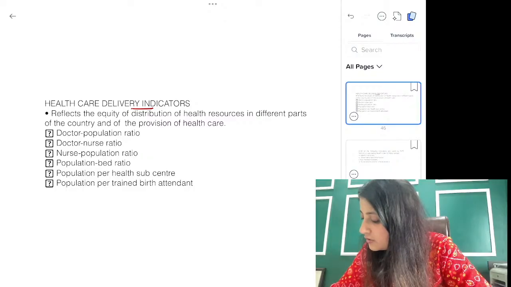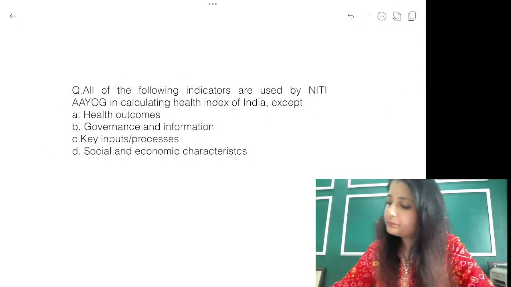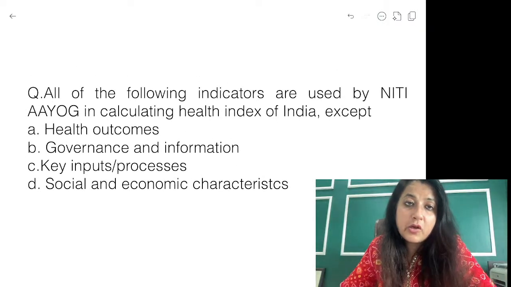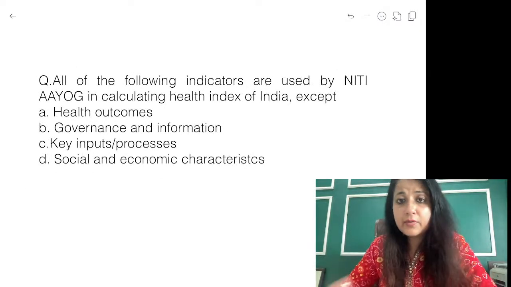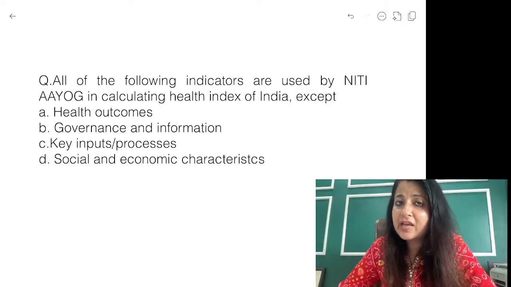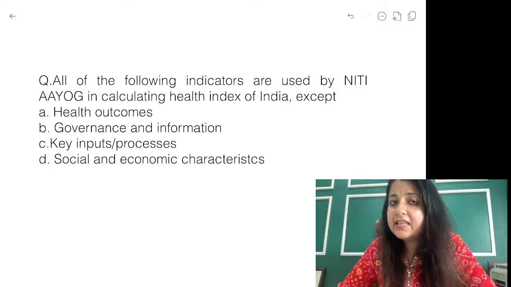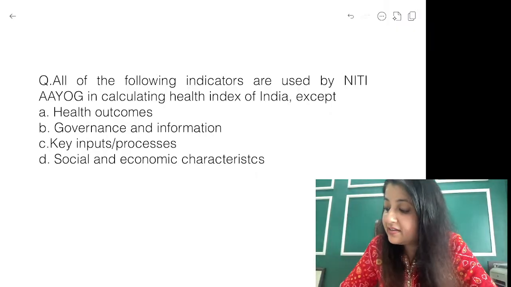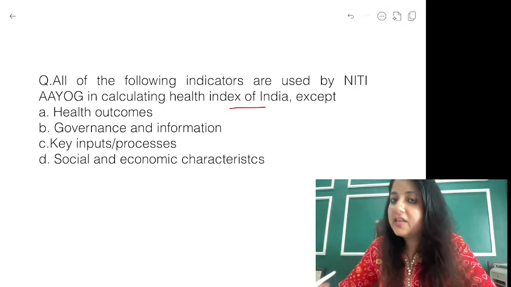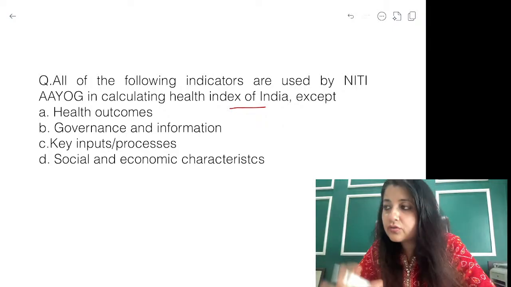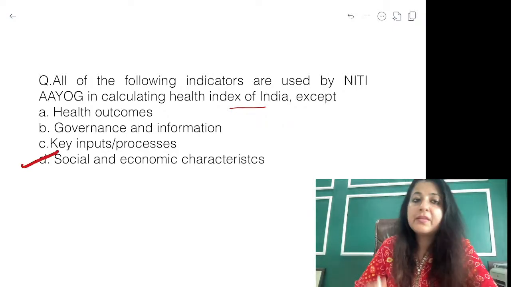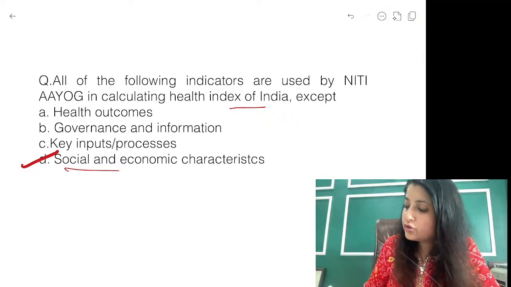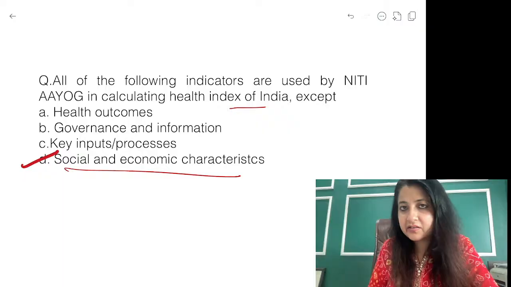Done everyone. Coming to the last question of the day guys. Niti Aayog. I made this question because this is from your textbook of Park guys. They have always asked about Niti Aayog, what if they give you this time? All indicators are used by Niti Aayog in calculating health index of India. So when we have to calculate health index of India, Niti Aayog uses all of that except, just read this. Health outcomes, governance and information, key inputs, it takes all three. It does not consider social and economic characteristics, okay.